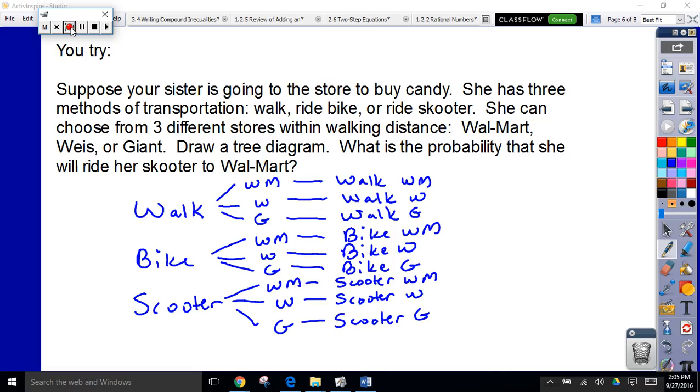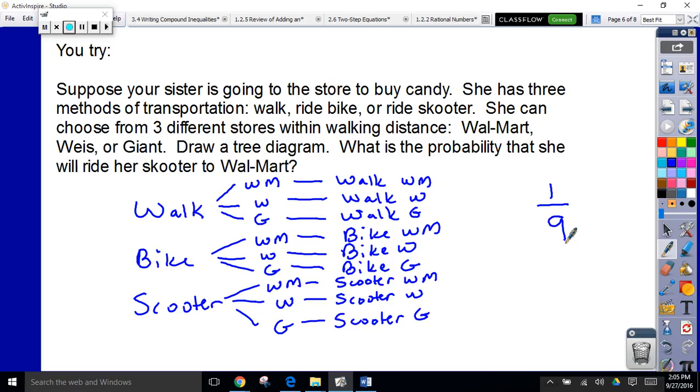Let's see, Halen, how many possibilities are there of her riding her scooter to Walmart? You can just look up here at this list. Here's our list of outcomes. How many of them involve riding her scooter to Walmart? 1 out of how many choices? 9. So the probability would be 1/9.